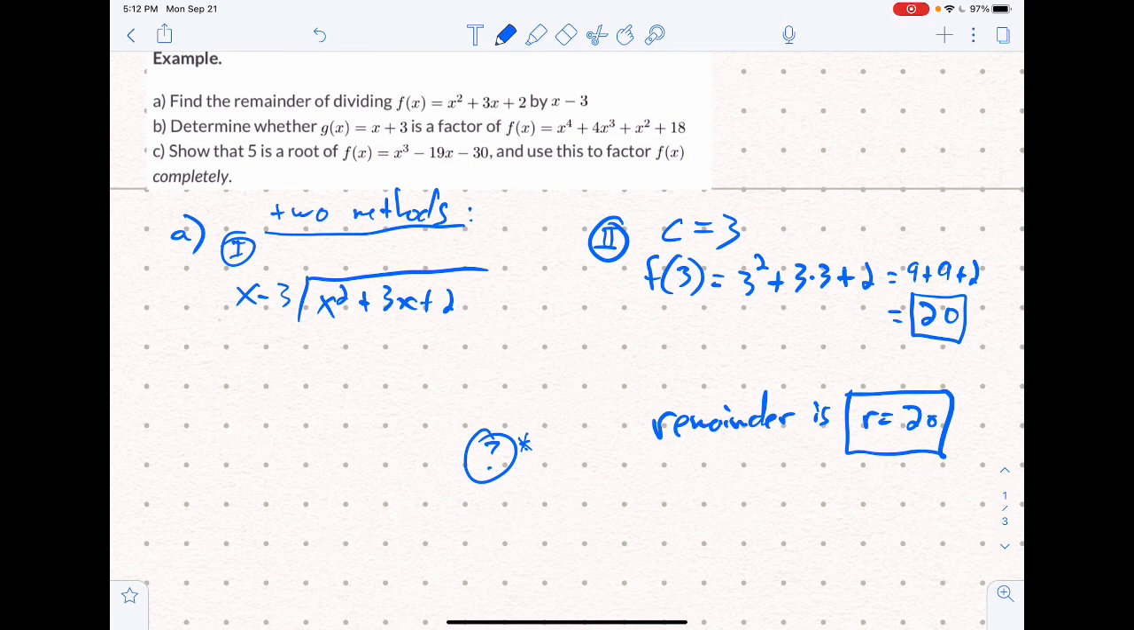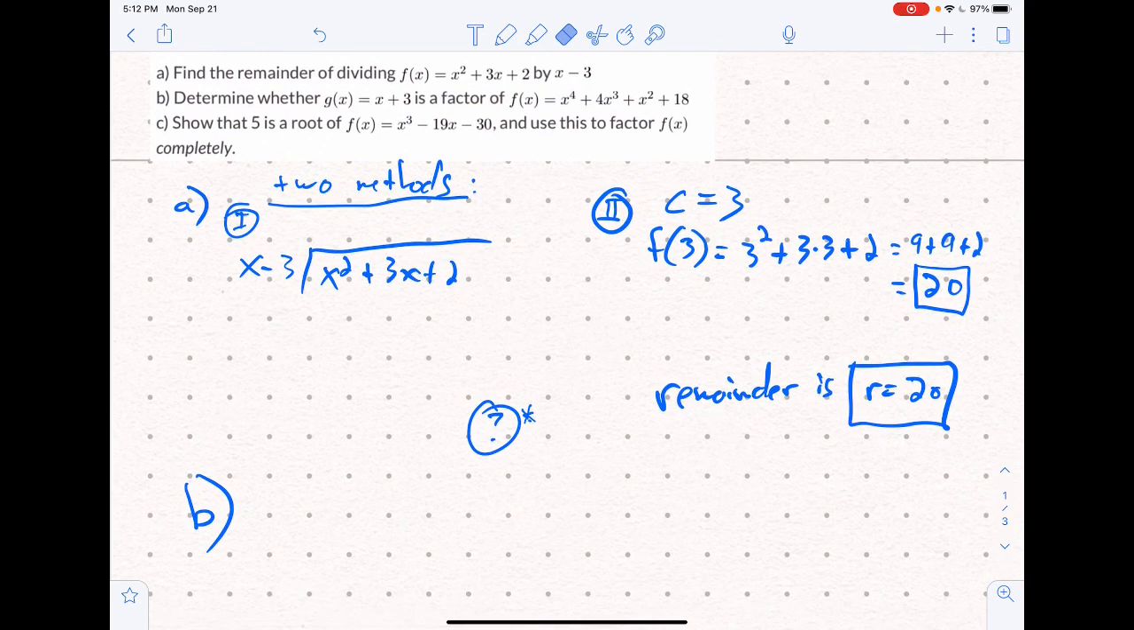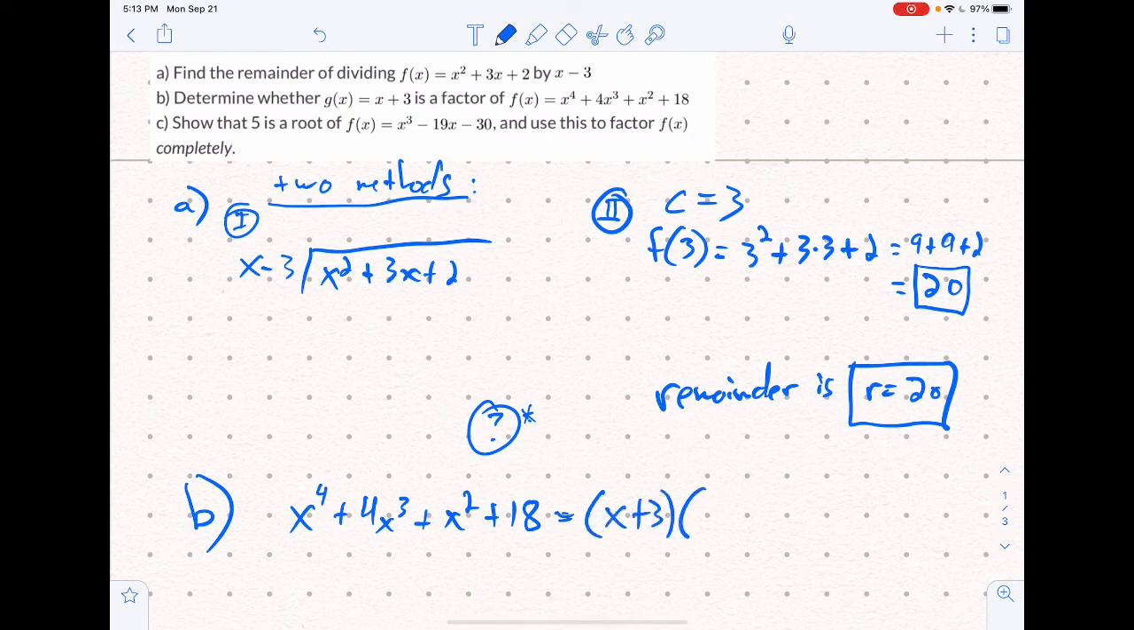Okay, let's take a look at B. Determine whether g of x equals x plus 3 is a factor of f of x equals x to the 4 plus 4x cubed plus x squared plus 18. Now, one thing that we could try to do is take this x to the 4 plus 4x cubed plus x squared plus 18, and try to factor out x plus 3. Write it as x plus 3 times something, dot, dot, dot.